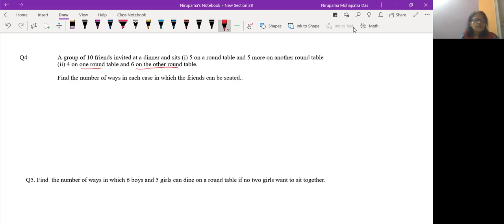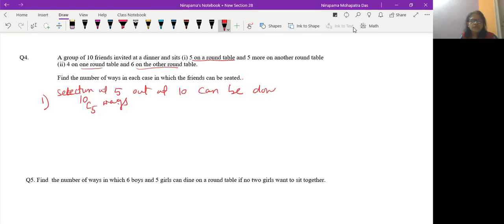Okay. So in the first case, what we have to see, first of all, 10 friends are there, right? 5 on a round table. So first, one has to select these 5 out of 10. Selecting these 5 out of 10 can be done in 10C5 ways.